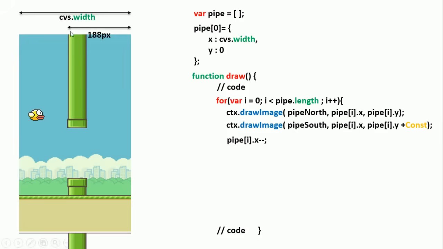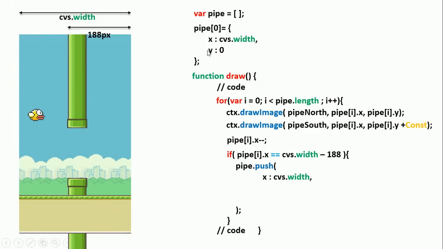So what I want to say here is when our pipe reaches this position, we have to add new coordinates to our pipe array. So we will say if pipe[i].x equals canvas.width minus 188, it means when our pipe reaches this place, we have to push new coordinates to our pipe array. Again, we will say X is the canvas width, so we'll create our pipe just right here, and then we have to set a new Y position.